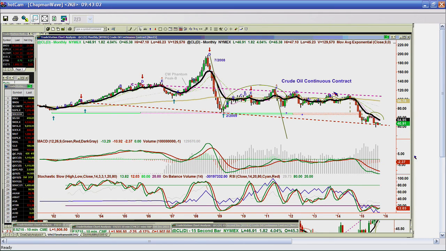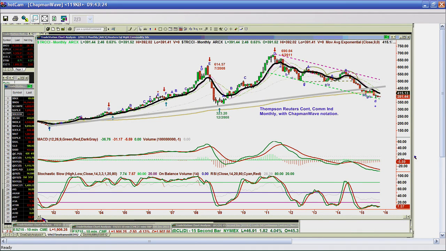Basil, how long does the monthly chart go back on TRCCI? It goes back to 2000. I believe that's it. This one only goes back to May of 2001. I used to have TRCCI. This one actually goes back quite a bit more. I believe it goes back a lot more. Yeah, this goes back to 1966.